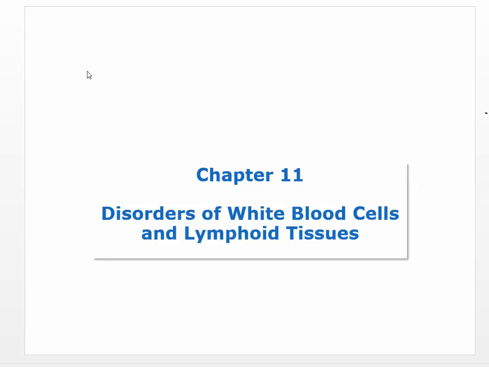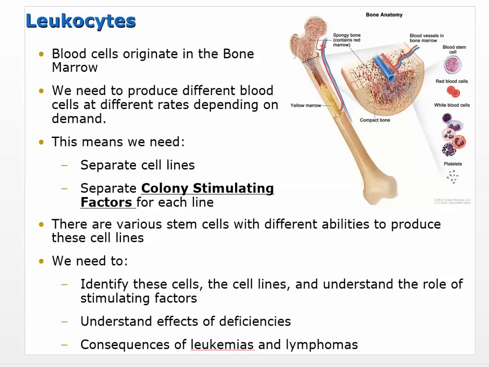Okay, so we are going to go over chapter 11. And we're going to talk about white blood cells, or leukocytes as they're called. Okay, and then we're going to talk about lymphoid tissues and get into some of the cancers and stuff like that, the leukemias.